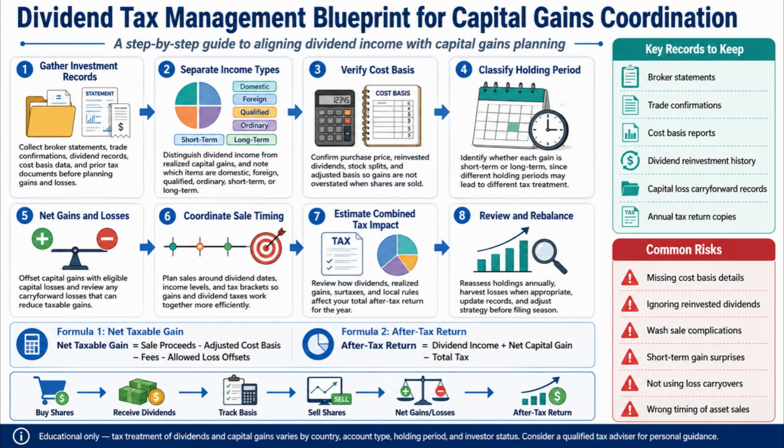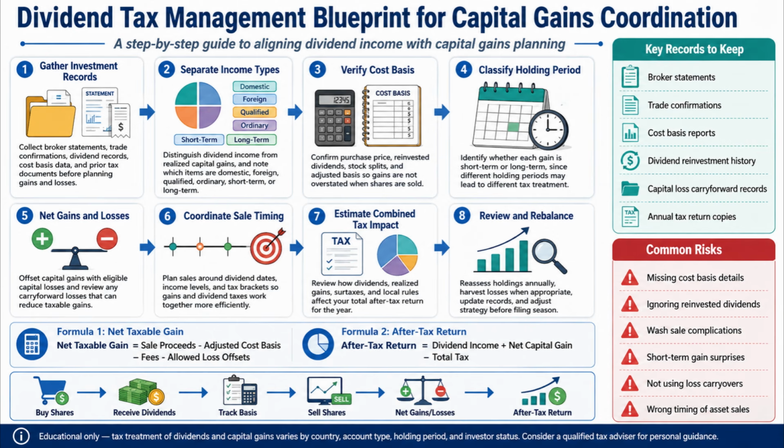Next, separate different income types. Dividend income may be domestic or foreign, qualified or ordinary, while investment gains may be short-term or long-term. Each category may be taxed differently, so keeping them separate makes it easier to estimate your real tax exposure and avoid mixing different rules together.